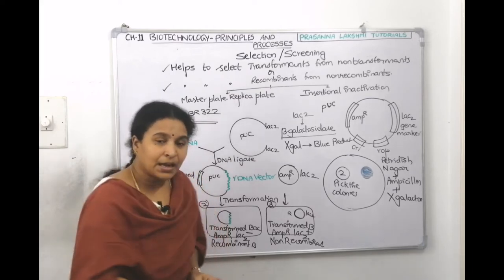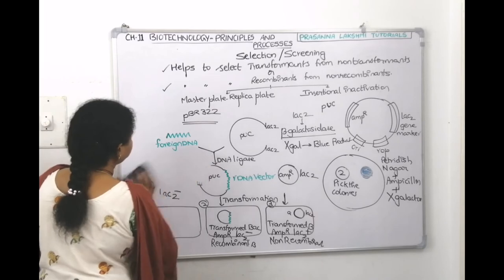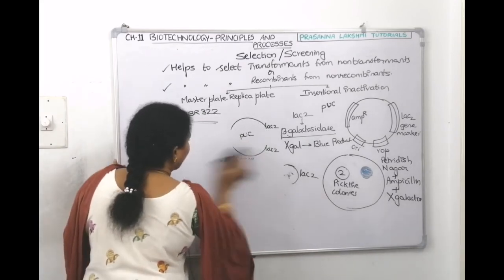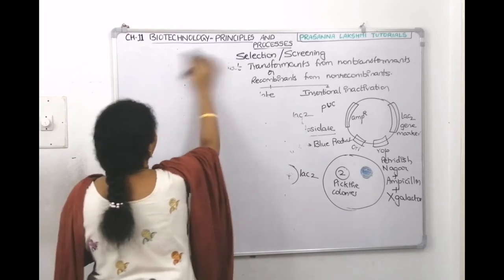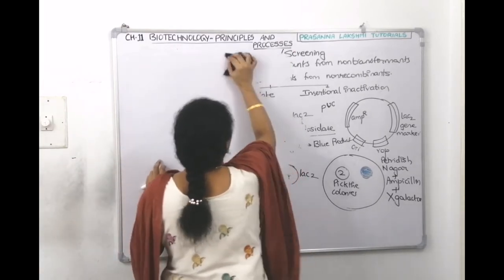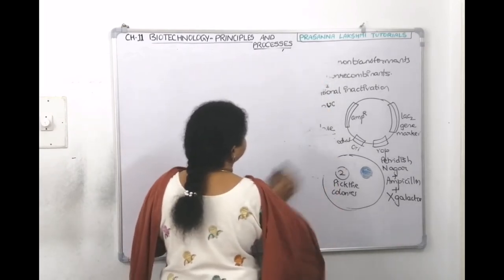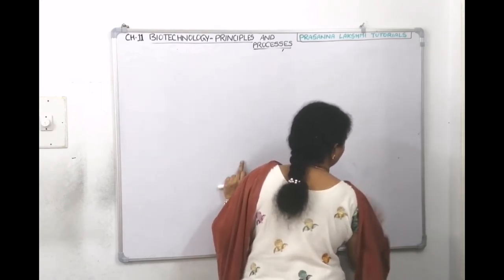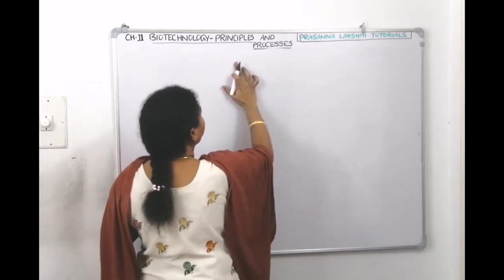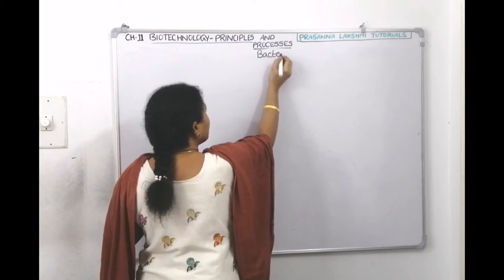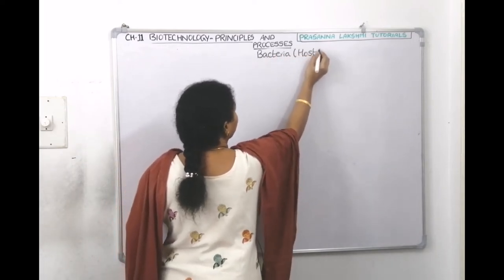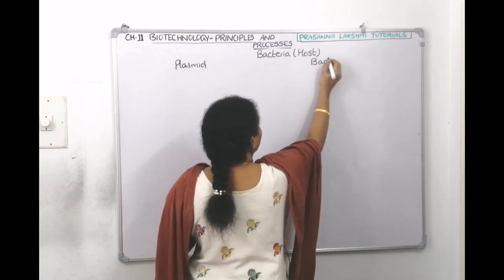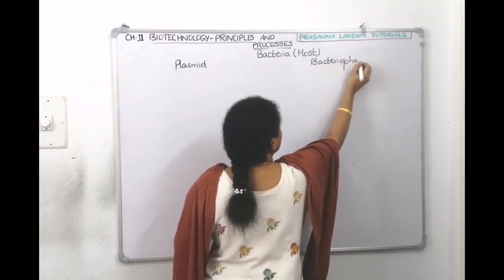Then we are talking about vectors. Under vectors, we have seen how to construct a vector. We were with bacteria, and if bacteria is the host, then what are the vectors? Plasmid is a vector and bacteriophage is also a vector. If bacteria is the host, then plasmid can act as a vector and bacteriophage can act as a vector.